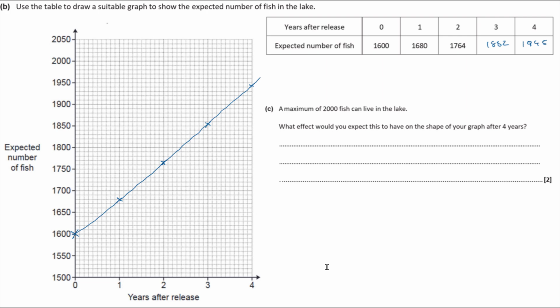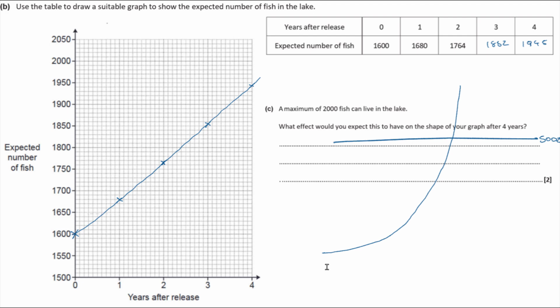Right, so a maximum of 2,000 fish can live in the lake. What effect would you expect this to have on the shape of your graph after 4 years? Okay, so I guess what's going to happen is, it's growing exponentially, and exponential curves continue to get steeper and steeper and steeper like that, don't they? Okay, but that's not what's going to happen here, because you've got an upper limit of fish that the lake can withstand, or support.